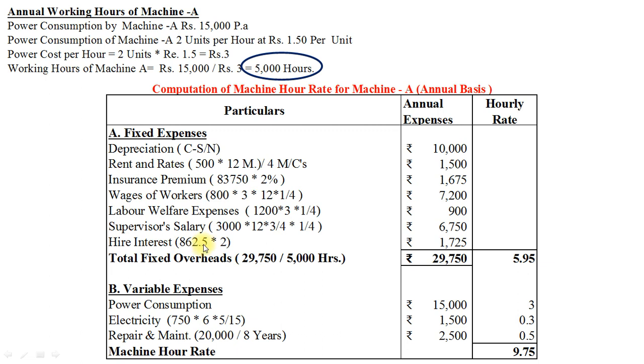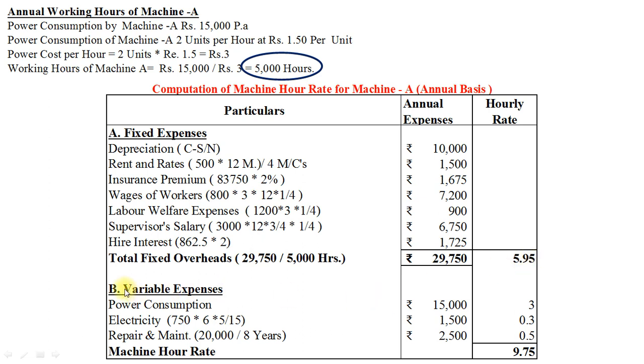Hire purchase interest 862.50 for 6 months, multiply 2, that is 1,725 rupees. So here we get rupees 29,750 as our total fixed overheads for machine A on annual basis. So per hour it would be rupees 29,750 divided by 5,000 hours. So it amounts to rupees 5.95.